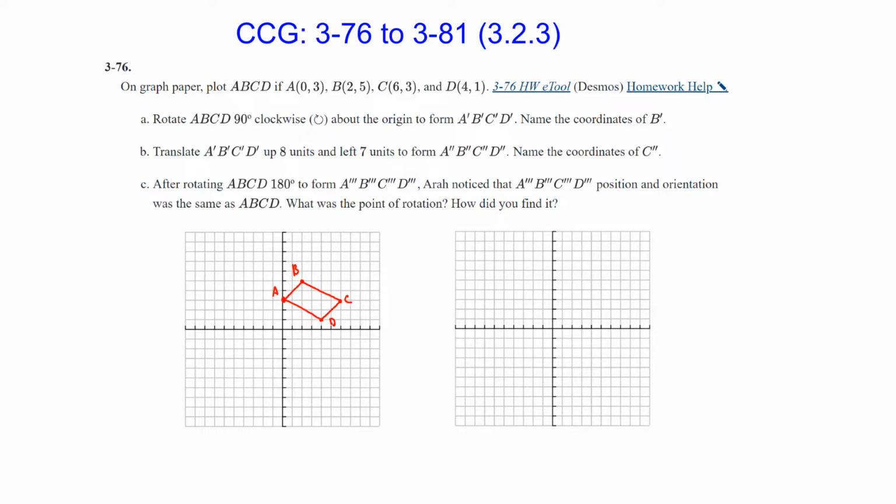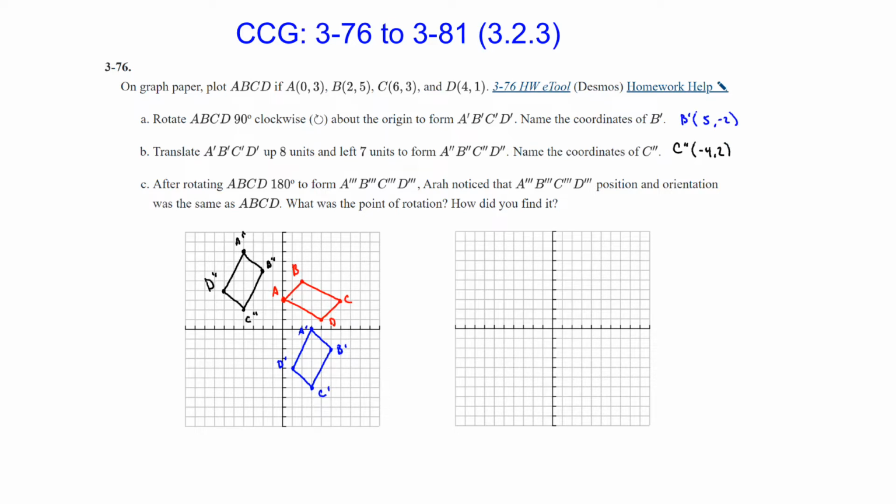So using tracing paper right now would be a good idea. Alright, now that we've done that, B prime is ordered pair, looks to be, let's see what we got, 5, negative 2. On part B we want to translate the new figure up 8 units and left 7 units to form our new one, and then name the coordinates of C double prime. And the coordinates for C double prime would be negative 4, positive 2.